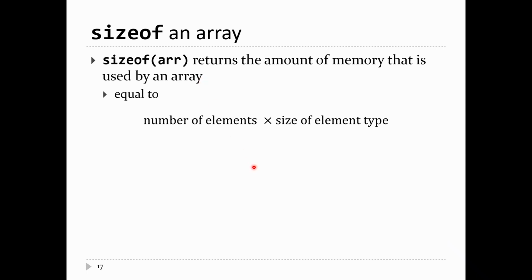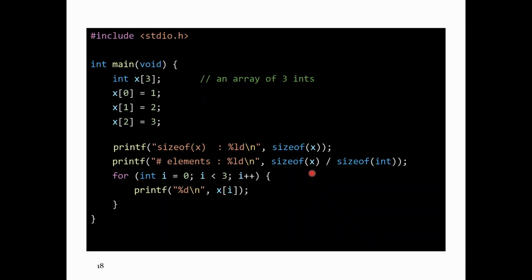Okay. Now, how do you get the size of an array? You might think that you can use the sizeof operator, and you would be almost right. sizeof of some array returns the amount of memory that is used by the array. It doesn't give you the length. It tells you the amount of memory that's used. How much memory is used? Well, it's the number of elements, or the length of the array, times the size of the element type. So if you want to get the number of elements in the array, you have to divide by the size of your element type, which I'll show you right here.